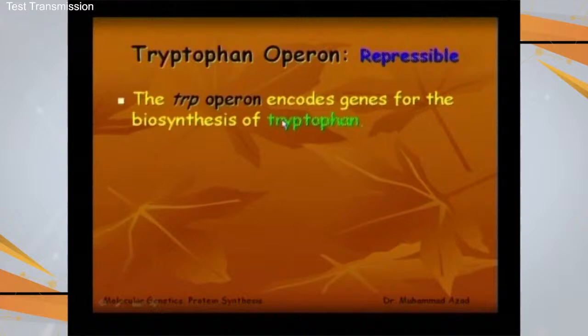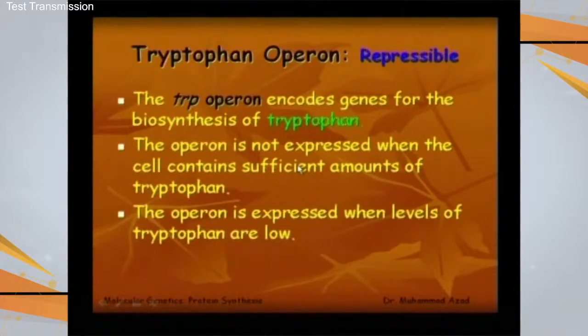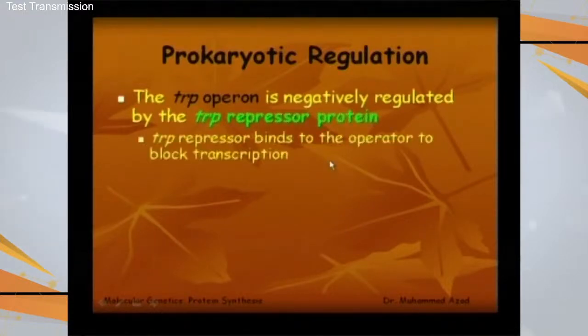The tryptophan operon encodes genes for the biosynthesis of the amino acid tryptophan. The operon is not expressed when the cell contains sufficient amounts of tryptophan. The operon is expressed when the levels of tryptophan are low. The tryptophan operon is negatively regulated by the tryptophan repressor protein.